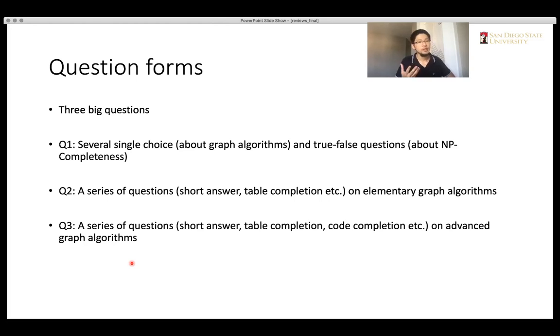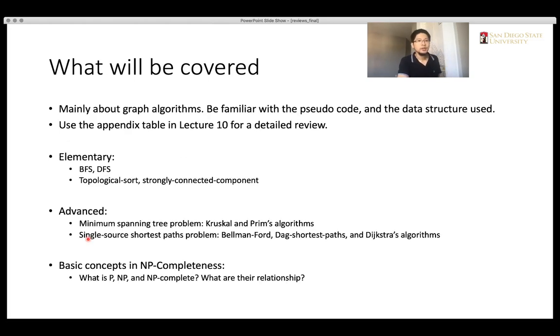So there will be questions like short answers or table completion or code completion and so on. And the third question is about the advanced graph algorithms. So basically everything in the graph algorithms chapters will be covered. Okay, and that's mainly what this final exam is about.